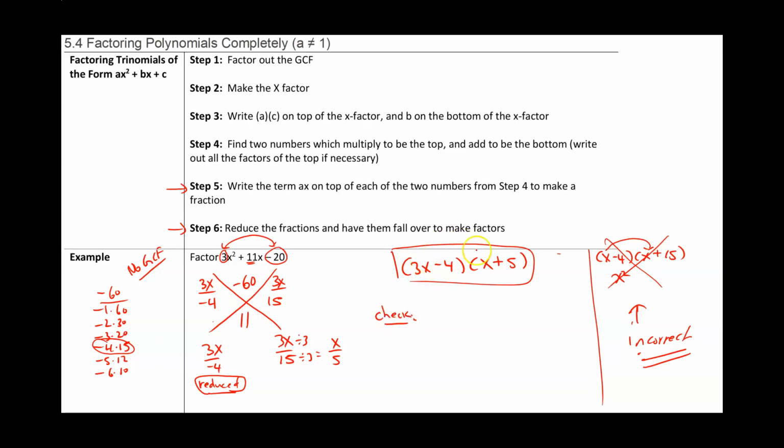Now, once you're done, I recommend that you check your work, either mentally or on paper. So we have 3x times x, that's 3x squared. Then I have 3x times 5, which is 15x. Then you have negative 4 times x, which is negative 4x, and negative 4 times 5, which is negative 20. We add the two middle terms, and we get 3x squared plus 11x minus 20. That's exactly what we started off with, so we know that this is correct.